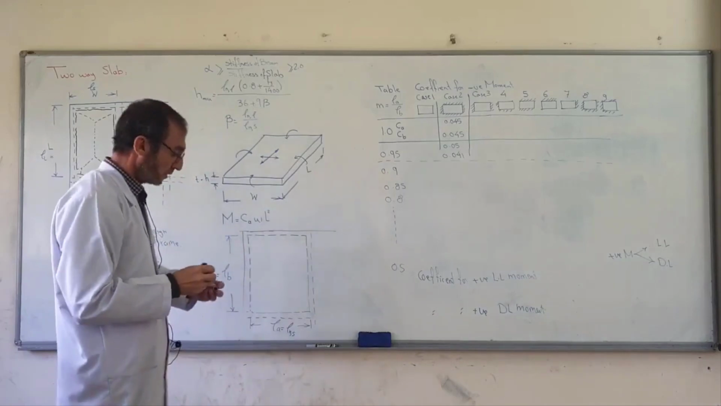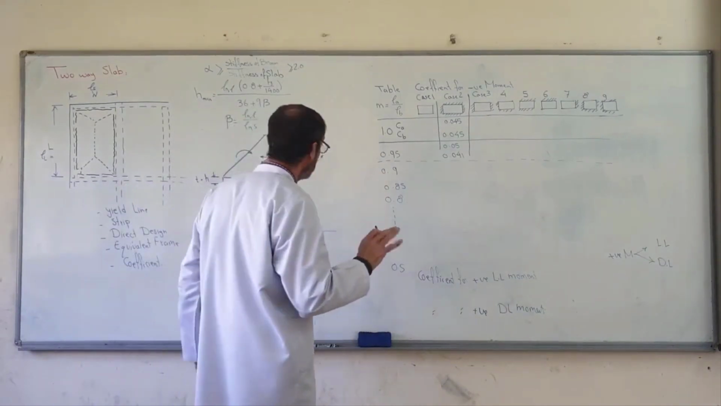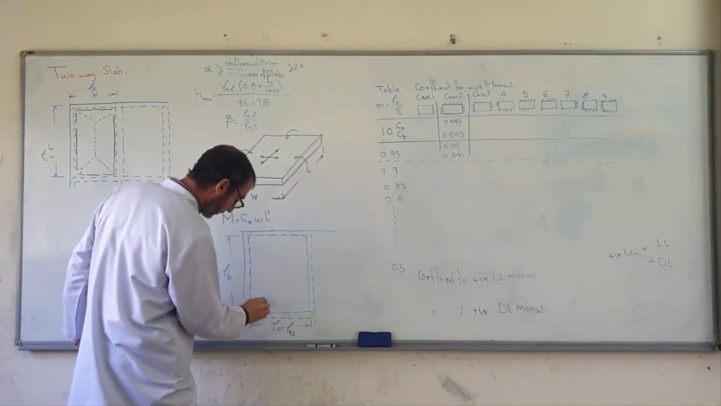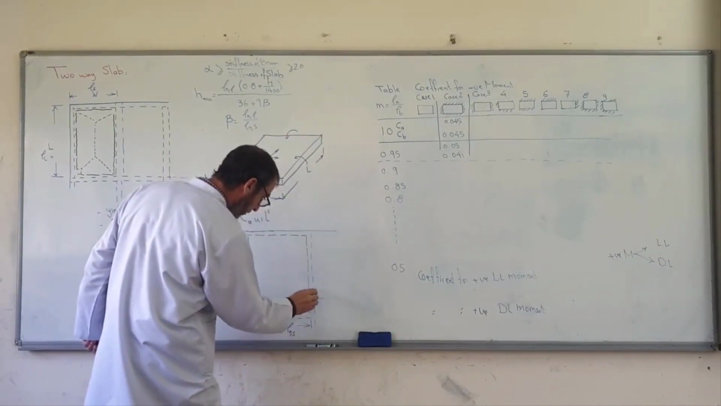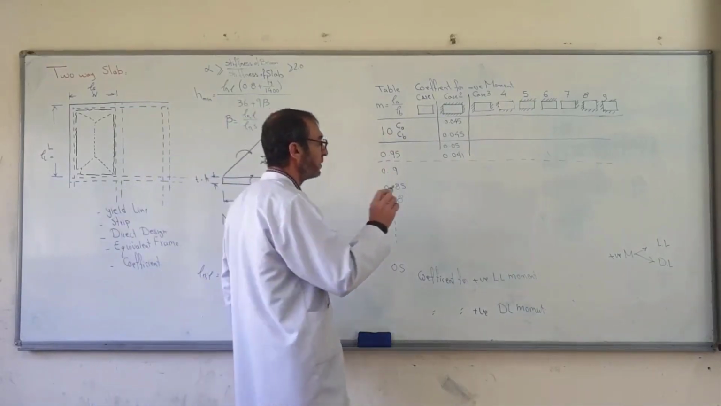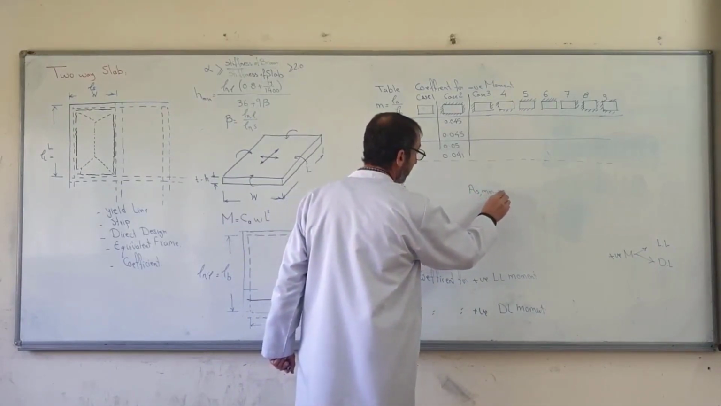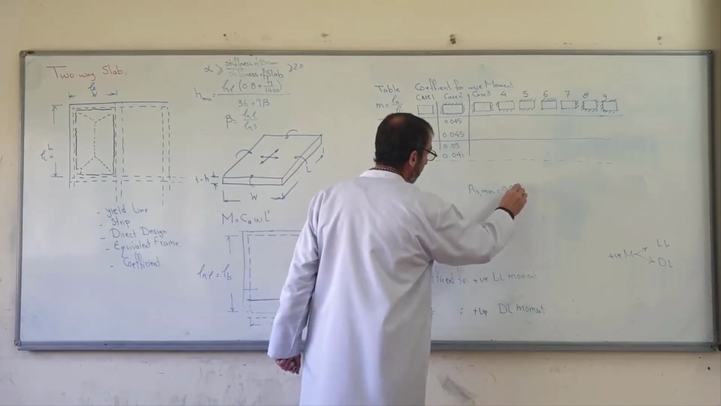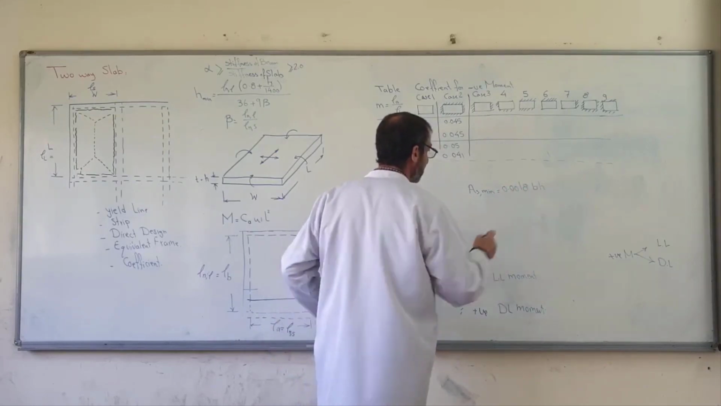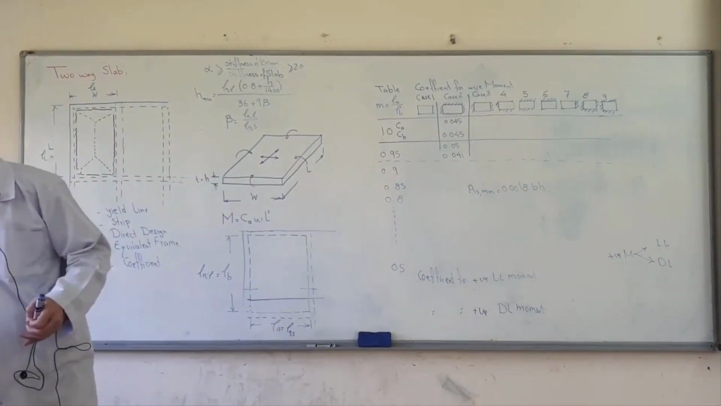This is first. Second, the minimum As for the reinforcement. This is at bottom, this is at top, in any direction, minimum reinforcement As minimum according to the ACI is 0.0018 times b times h.